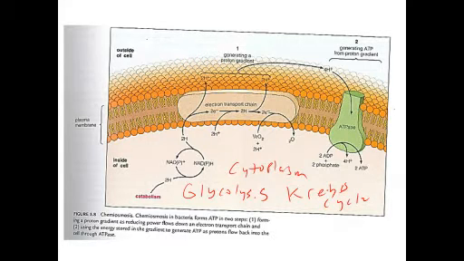Now, the bacterial plasma membrane, this is where your electron transport chain and your ATP synthase enzyme are located. Here you're talking about the process of oxidative phosphorylation.